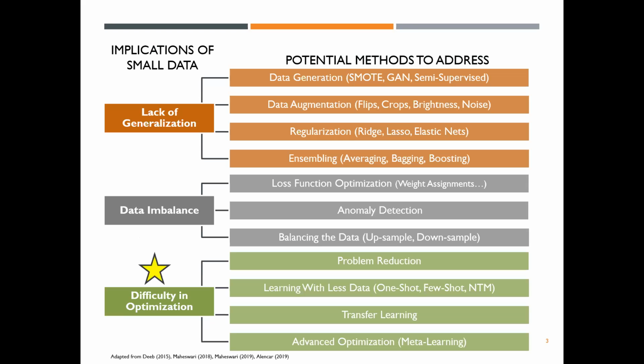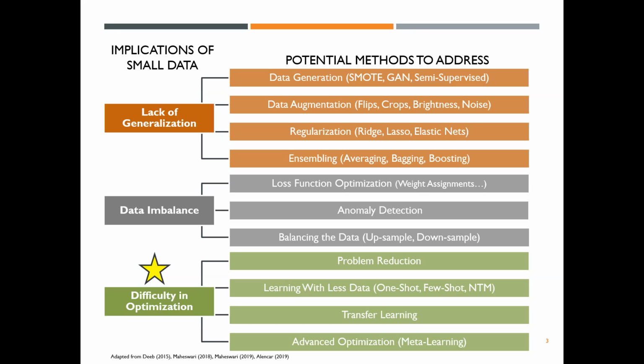So with that in mind, I've put this table out here, and this was borrowed from a couple of different authors, but there are 3 different, let's call them flavors of issues that you run into when working with small data. You have the lack of generalization, where you just don't have enough data points to use conventional tools to come up with high performing models. Often, depending on what the problem is, you have issues with imbalance. And then the third topic is the difficulties in optimization. And this is where we're going to be spending most of the time.